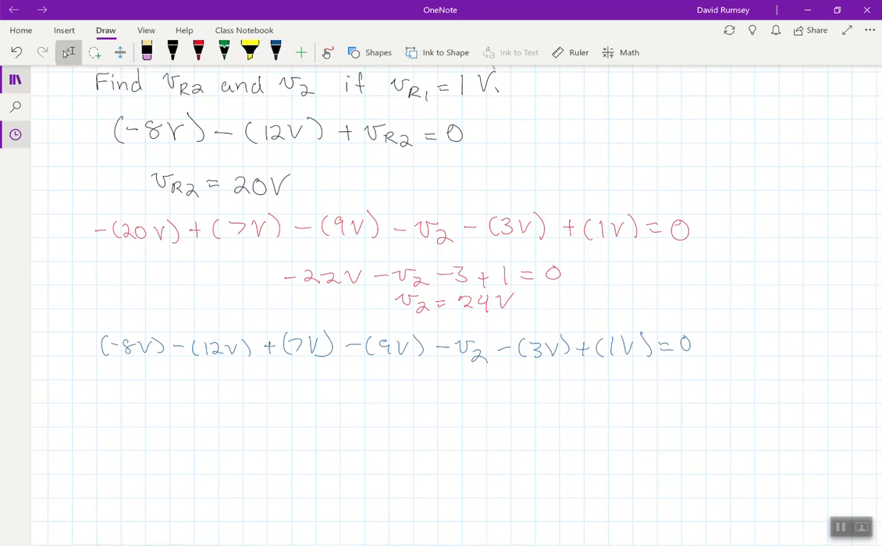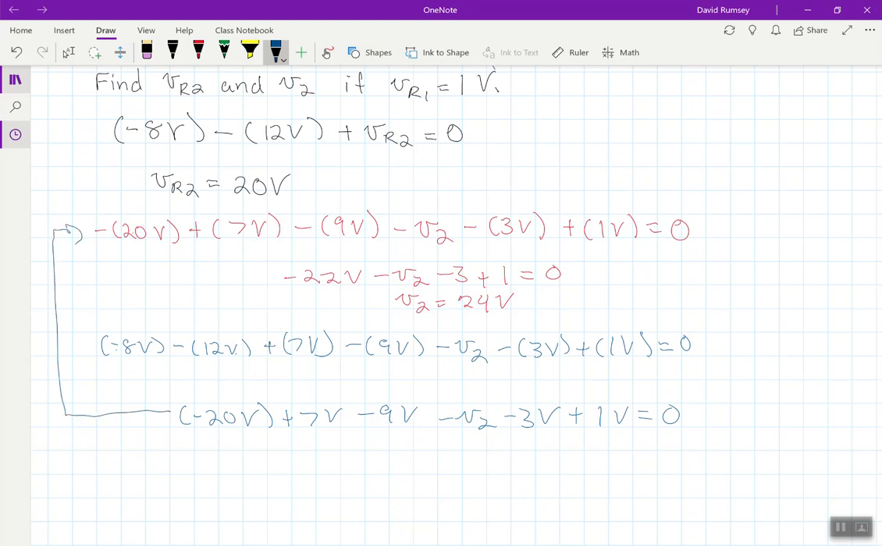Now let's do this arithmetic and see if we get the same answer. We should get the same answer, and I'm going to get it right away because I'll just do two things here. I'm going to do this negative 8 minus 12, and that would get me negative 20 volts, plus 7 volts, minus 9 volts, minus V2, minus 3 volts, plus 1 volt, equals 0, and we can see that this equation now is actually just the same as the equation we have up here in red. So doing all of the arithmetic, we still wind up with V2 equals 24 volts.